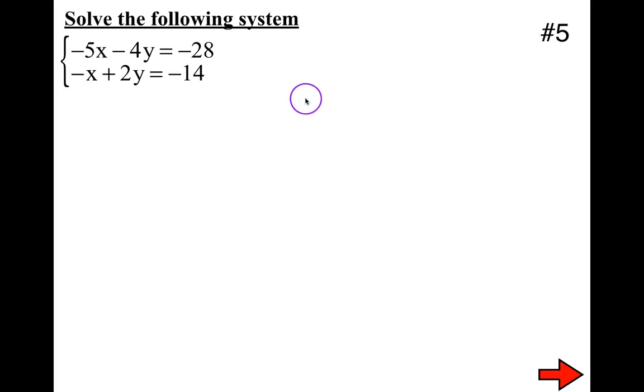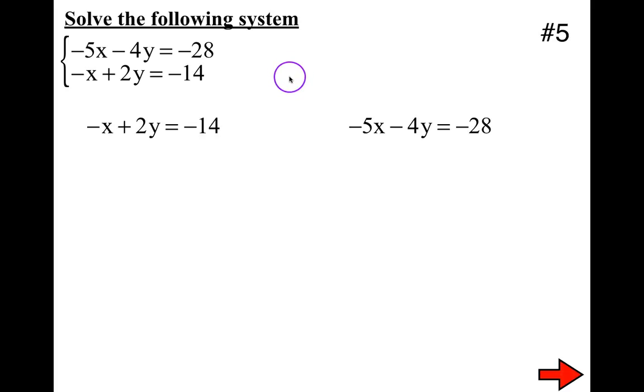Okay, so I kind of left you with a tricky one. For number 5, of course, we're going to first check to see if we have an equation where one of the variables is already solved for. Unfortunately, we don't have that. So I'm going to pick a variable that I'm going to try to isolate. Here, of everything that we have, I think the best choice would be to isolate the x here.